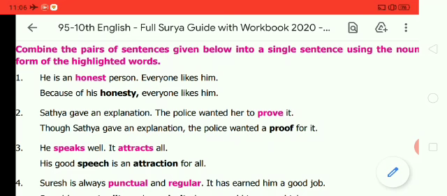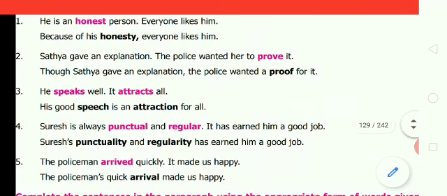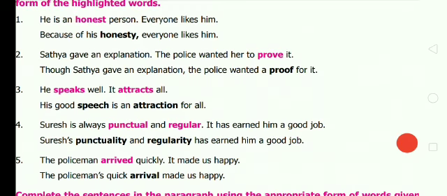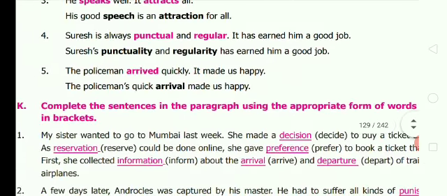Third one, he speaks well. It attracts all. His good speech is an attraction for all. Fourth one, Suresh is always punctual and regular. It has earned him a good job. See, answer will be like this. Suresh, punctuality and regularity has earned him a good job. Fifth one, the policeman arrived quickly. It made us happy. The policeman's quick arrival made us happy. Moving on to next exercise K.